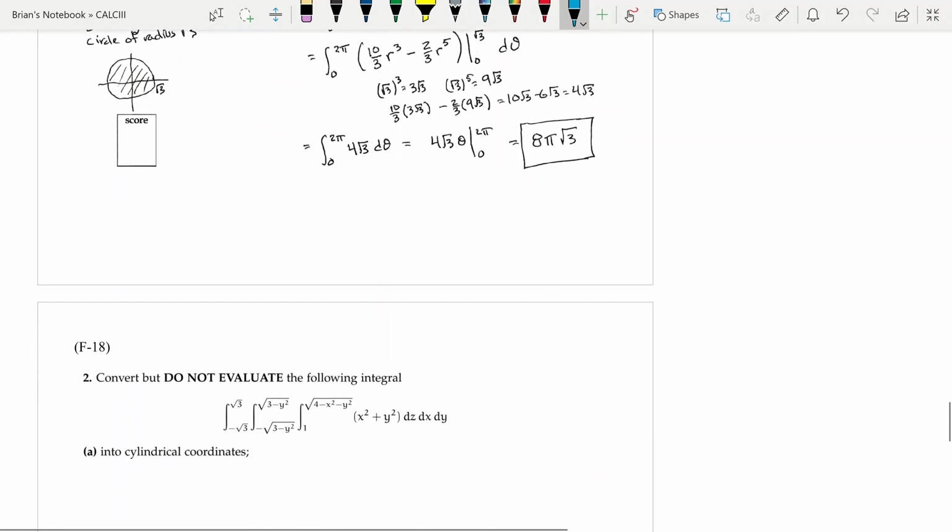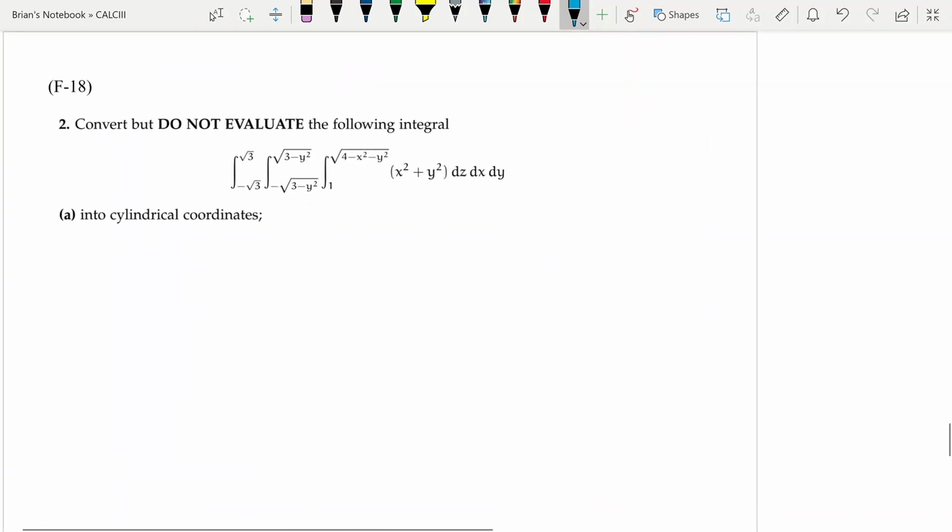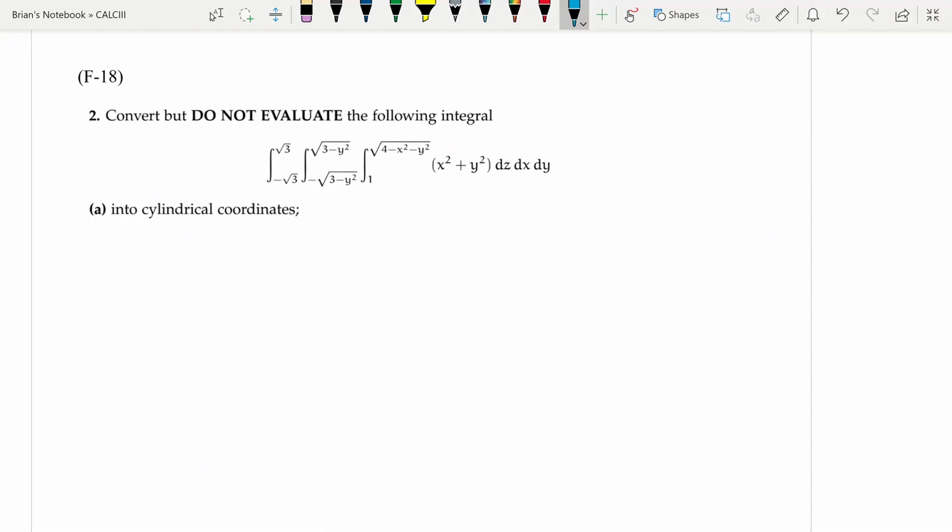All right, cool. Let's check out this one. Convert but not evaluate the following integral into cylindrical coordinates. So we'll talk about cylindrical coordinates first, and then we'll move into spherical coordinates. I'll help you draw this picture, and then I'll let you loose on it. So let's draw the picture first.